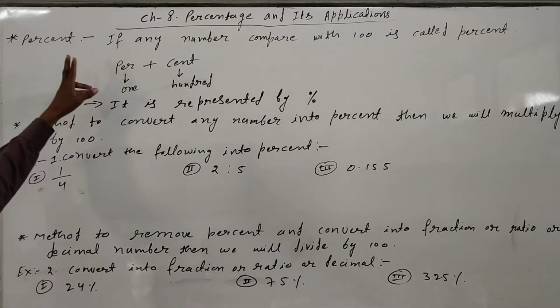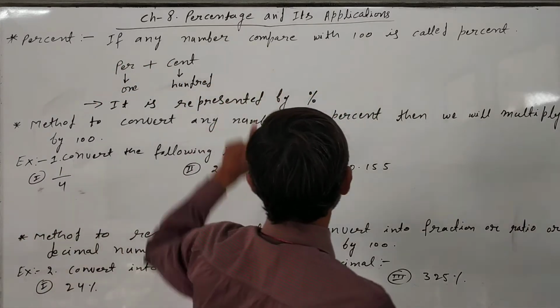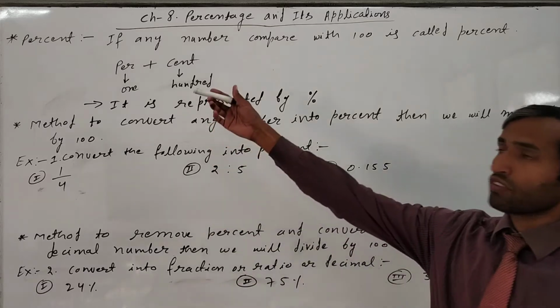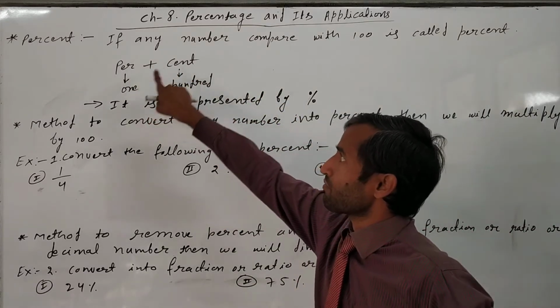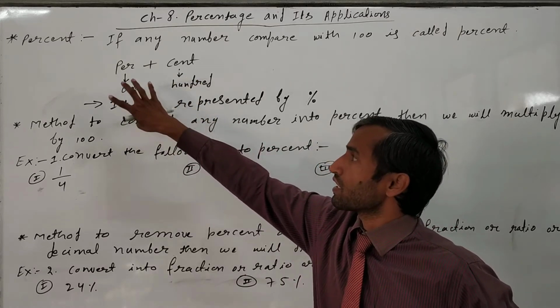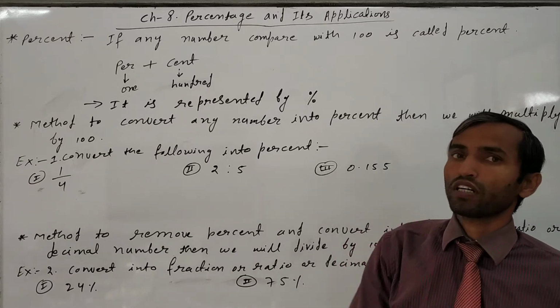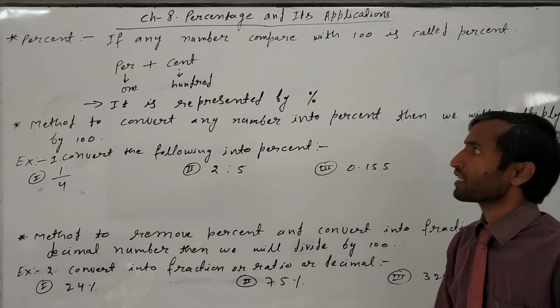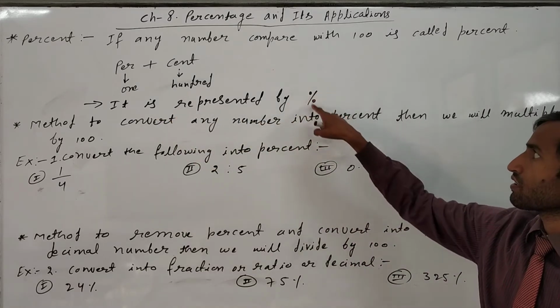What is percentage? If any number is compared with 100, it is called percent. The word itself is per plus cent. Per means 1, cent means 100. It means if any number is compared with 100, that is called percentage. It is represented by this symbol, %.